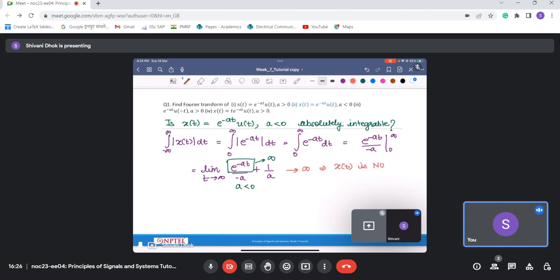which means that this x(t) is not absolutely integrable, and therefore the Fourier transform of x(t) equal to e power minus at u(t) for a less than 0 does not exist, and this is by Dirichlet's condition.